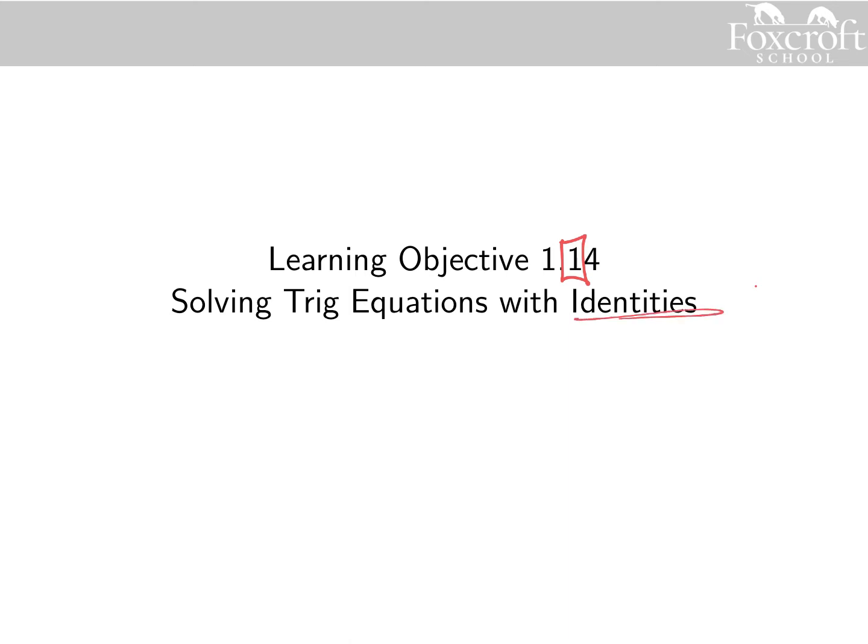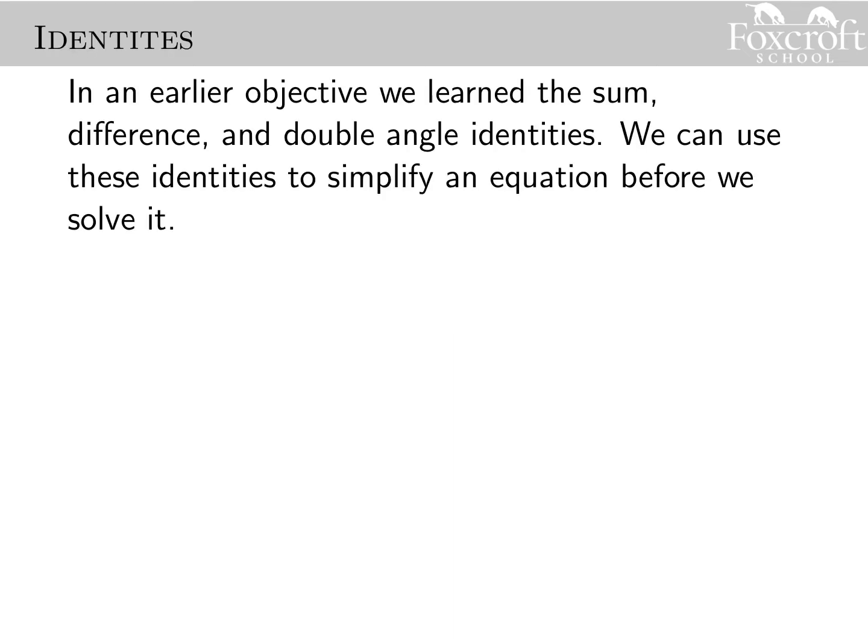Now we're going to be using the help of our identities that we learned in 1.21 and 1.22 to help us. So now we have some extra formulas floating around. You might need to look at those prior to going through these examples. We learned the sum, difference, and double angle identities, so we're going to use those to help us solve equations.